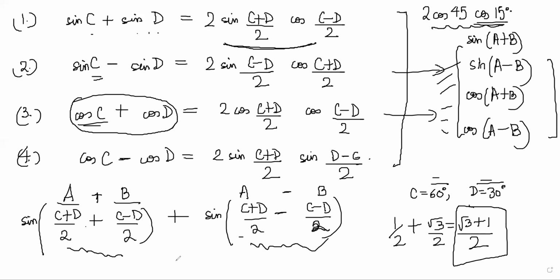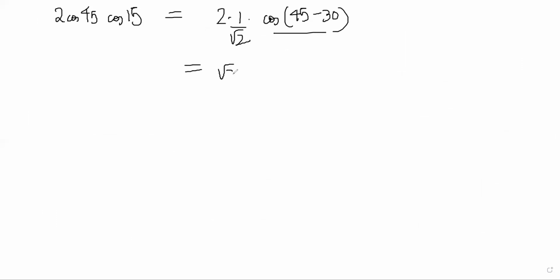So 2 cos 45 cos 15. Cos 45 is 1 by root 2, and cos 15 is cos (45 minus 30). And cos (A minus B) formula, I know it is cos cos plus sin sin. So you should go back to the previous pages, the section of the video when we were discussing that. Because cos (A plus B) formula we know, so put B is equal to minus B in that. This formula will come out to be cos A cos B plus sin A sin B.